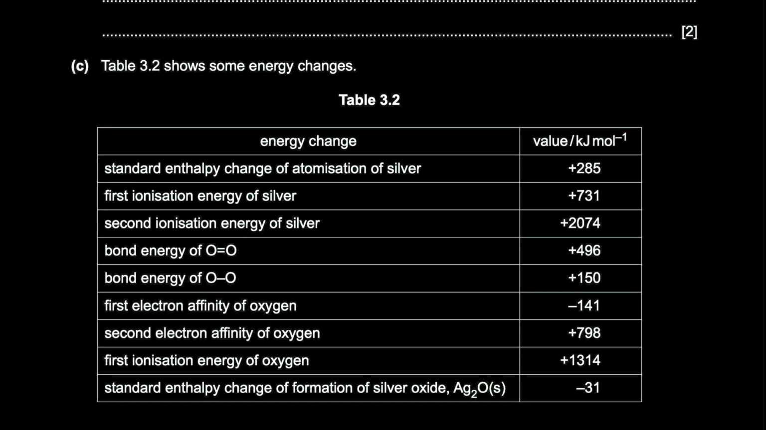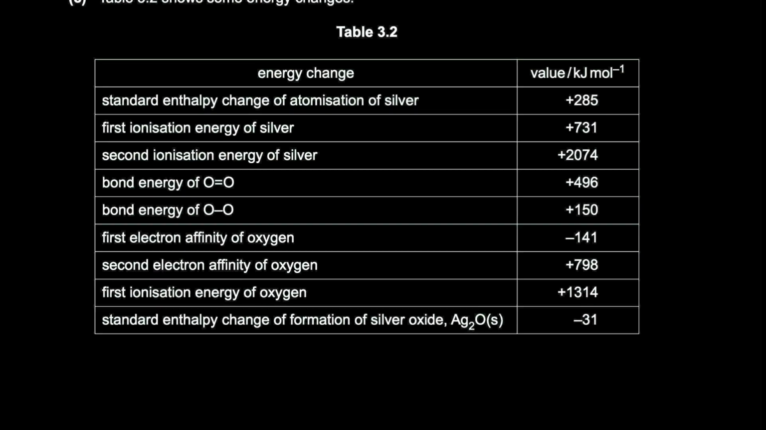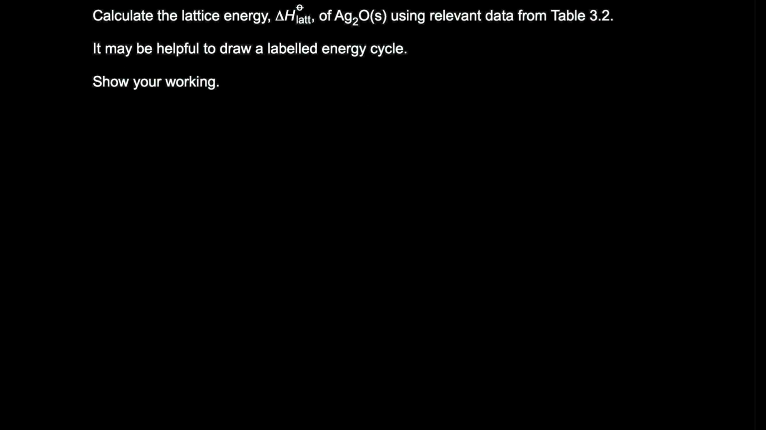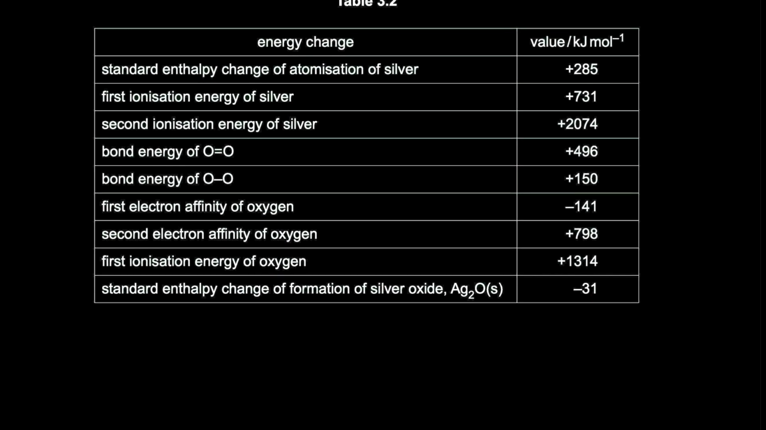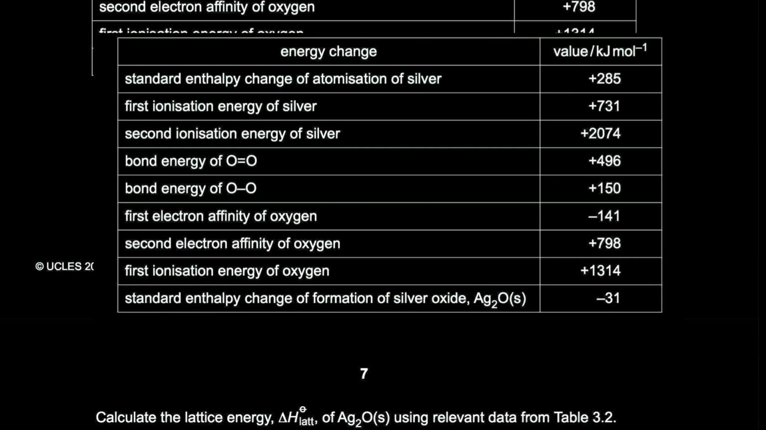Table 3.2 shows some energy changes. So we're given a table with these energy changes over here. Calculate the lattice energy of silver oxide using relevant data from table 3.2. It may be helpful to draw a labeled energy cycle. Show your work. Okay, so we're going to use this data over here.